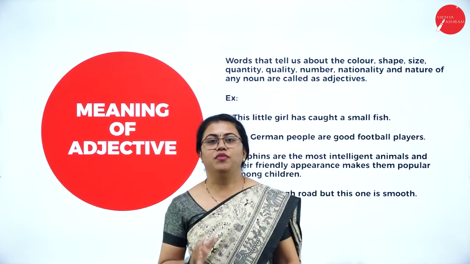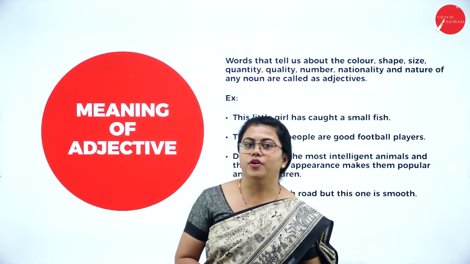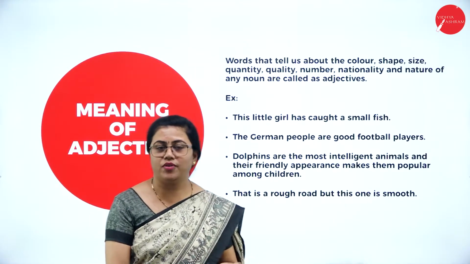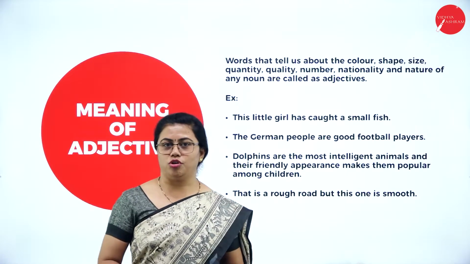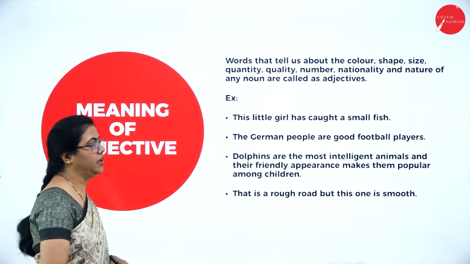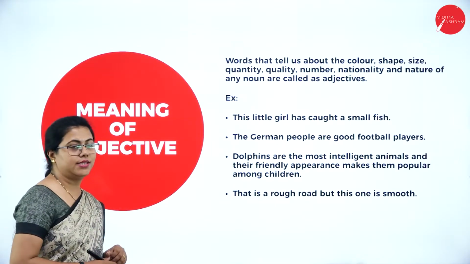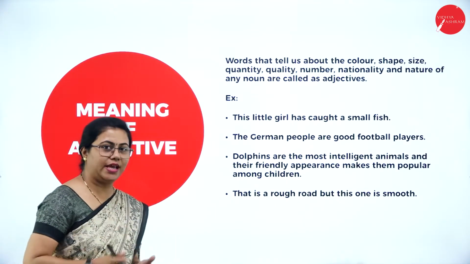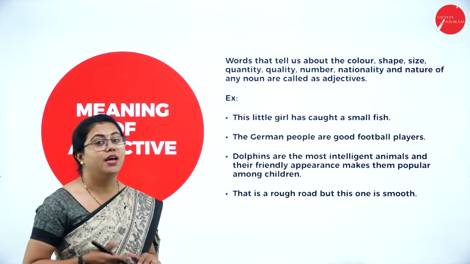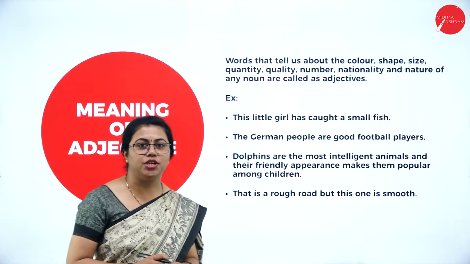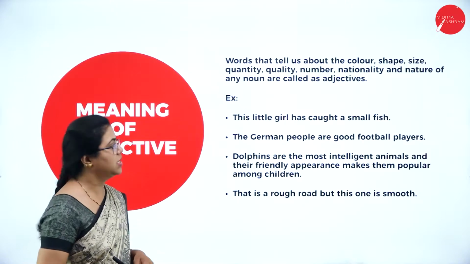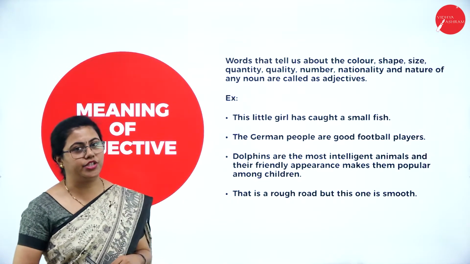To begin with, we need to understand the meaning of adjectives. So what is an adjective? You might have learnt about this from a very young age, probably grade 2 or so. But just to brush it up, I'm giving you the meaning of an adjective. Words that tell us about the shape, size, quantity, color, number, nationality or the nature of any noun, or a pronoun also in some cases, are called adjectives.